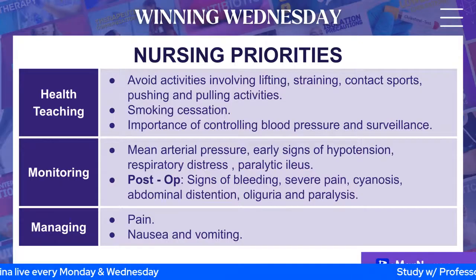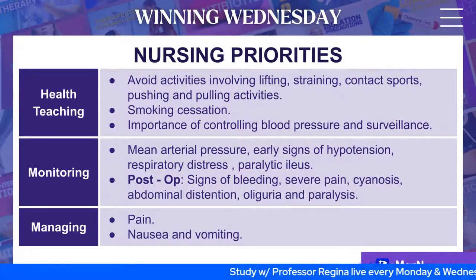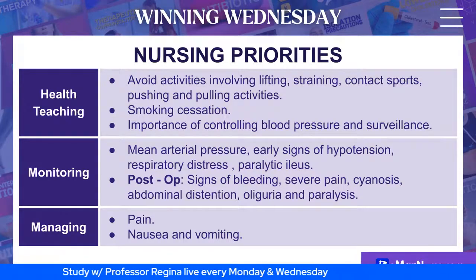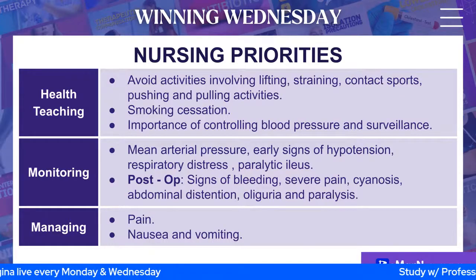And if the patient has had surgery, after the surgery, watch for signs of bleeding, severe pain, cyanosis, abdominal distension, oliguria, and paralysis. These things all would indicate whether your patient is getting perfusion.